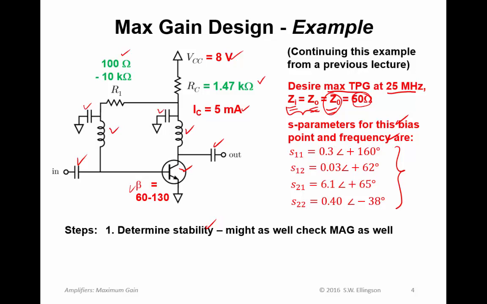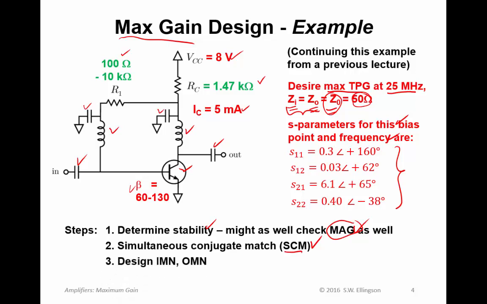If it's unconditionally stable, you might as well check the maximum available gain as well. After all, in this case, we're doing max gain design. The maximum available gain is the maximum gain we should be able to get out of this. The technique for getting maximum gain, as we discussed in a previous lecture, is simultaneous conjugate matching, or abbreviated here, SCM.